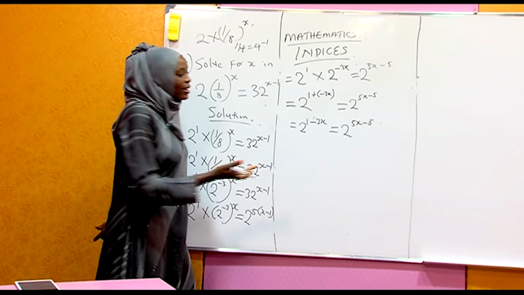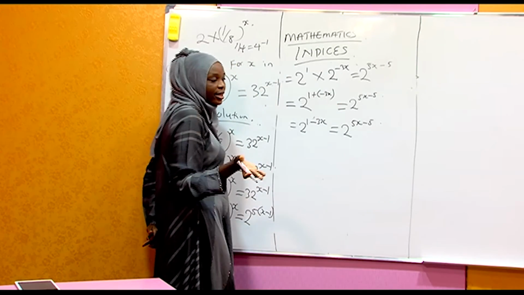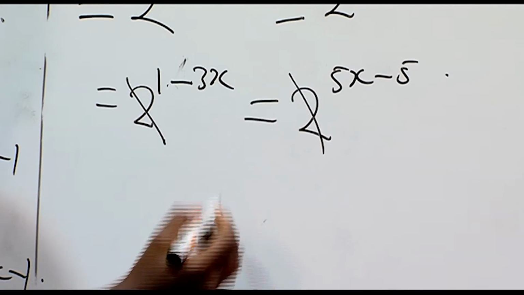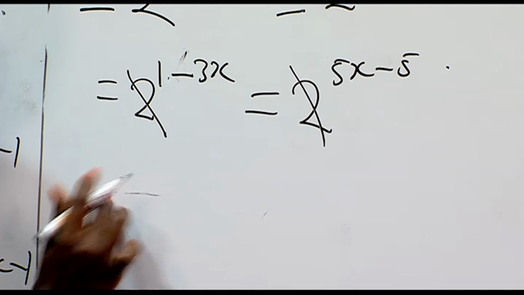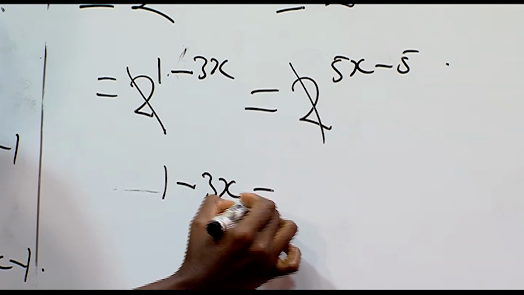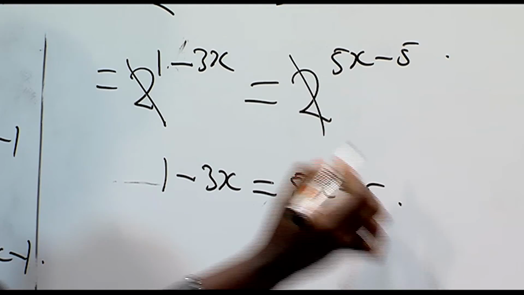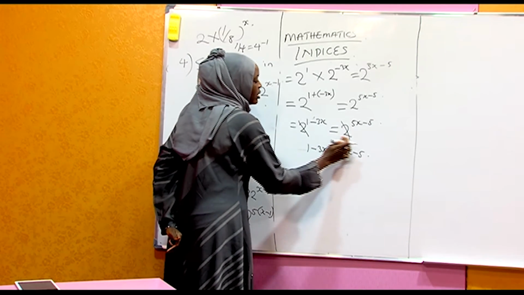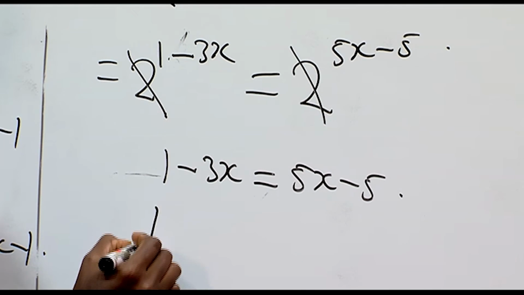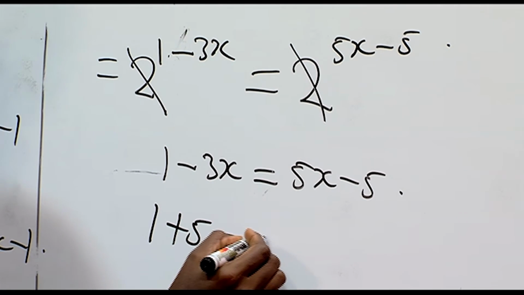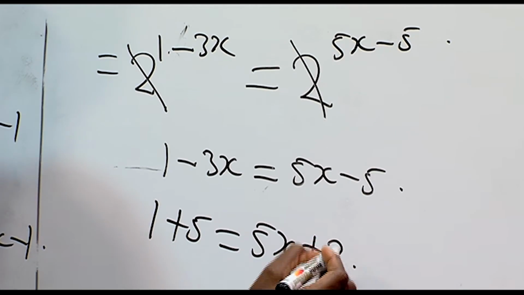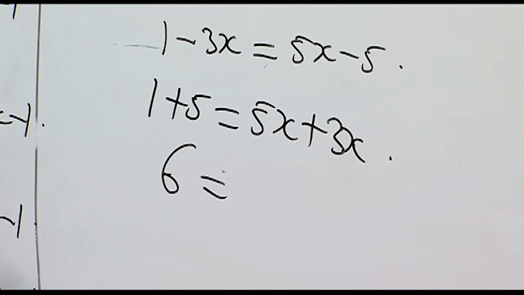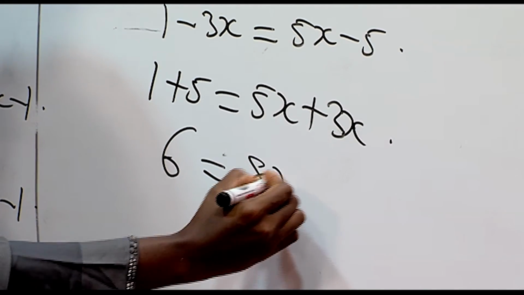The next thing, you see the base is equal to the base and they are the same, so you will equate your index, that means your powers. This we cancel. Equating our index, we give 1 minus 3x equals 5x minus 5. Simplifying further, you collect like terms. Bringing minus 3x to this side, minus 5 to the other side, we have 1 plus 5 equals 5x plus 3x. So 1 plus 5 will give 6. 5x plus 3x will give 8x.